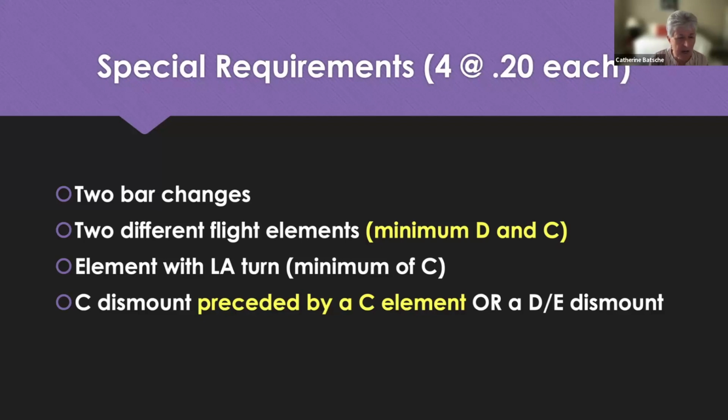The gymnast must have an element with an LA turn, a minimum of C, and the gymnast must have a C dismount preceded by a C element or a D/E dismount. The C dismount preceded by a C element is also new this year.